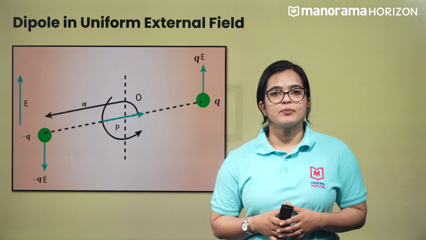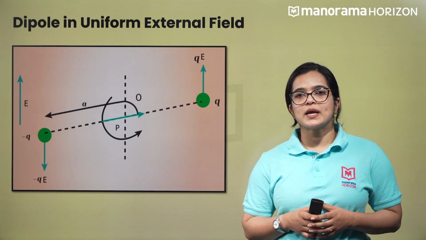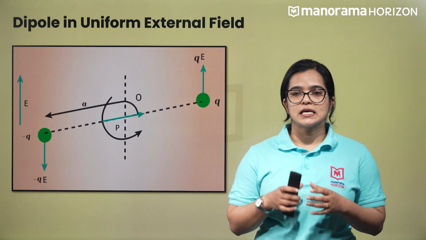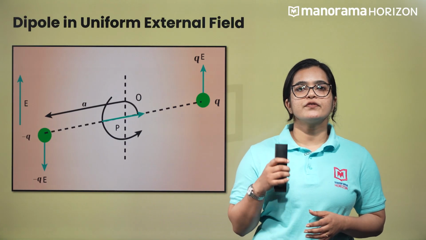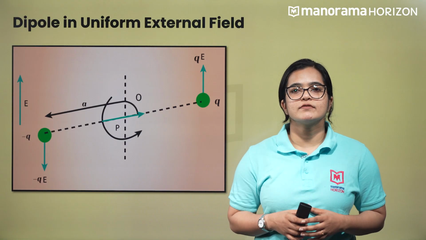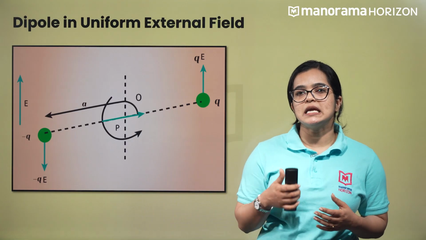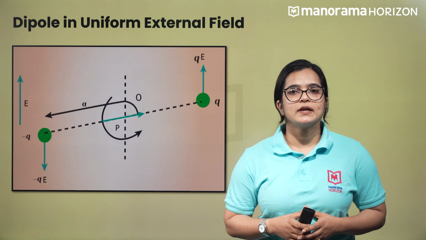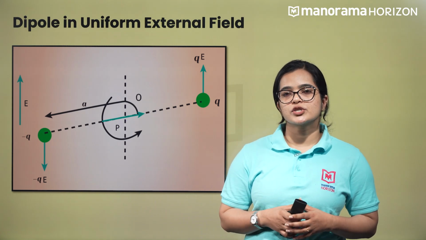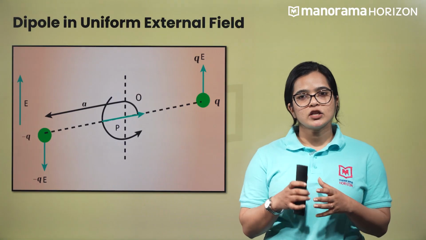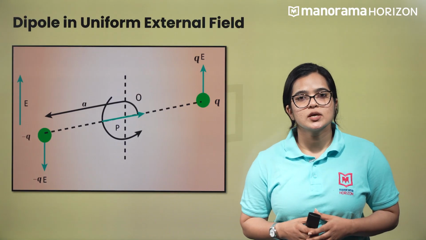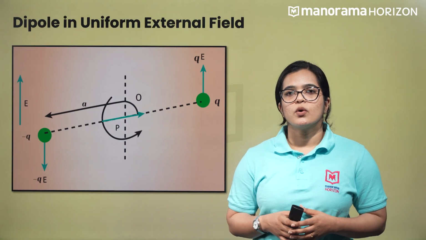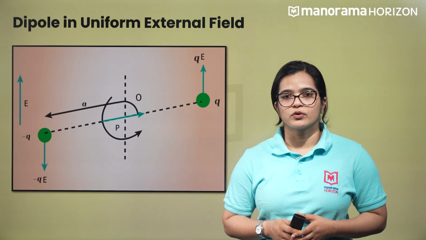Let us consider a dipole having a dipole moment p situated in a uniform electric field E. The distance between the charges is given as 2a. A force of qE is acting on the positive charge q and a force of minus qE is acting on the negative charge minus q. Since the electric field is uniform, the net force on the dipole is 0. Even though the net force acting on the dipole is 0, since the charges are separated by a finite distance, due to the forces there will be a torque acting on the dipole.